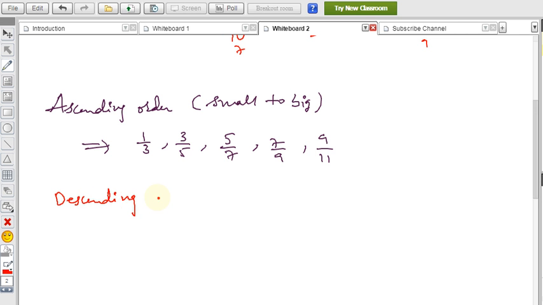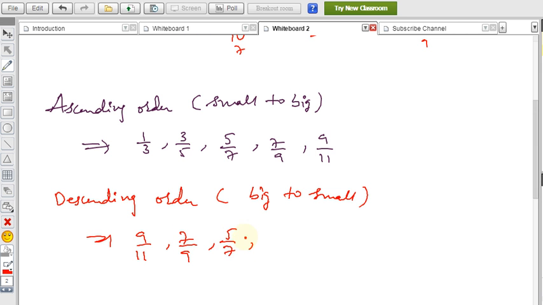So descending order is biggest to smallest, so big to small. That means we can write in reverse: 9 by 11 is largest, then 7 by 9, 5 by 7, 3 by 5, and 1 by 3. So this is the method you can follow for finding the largest or smallest values.